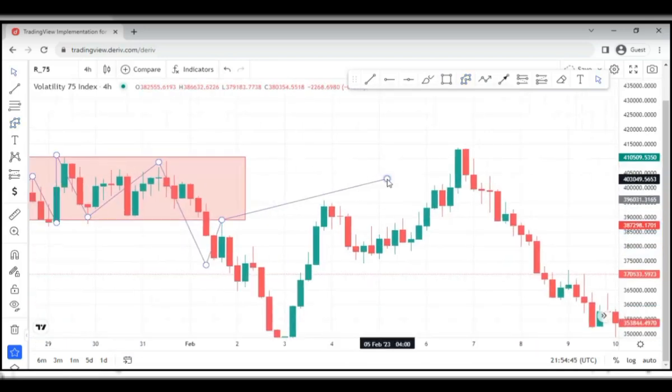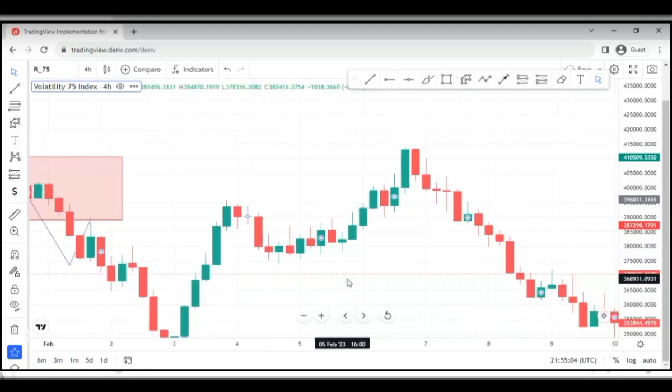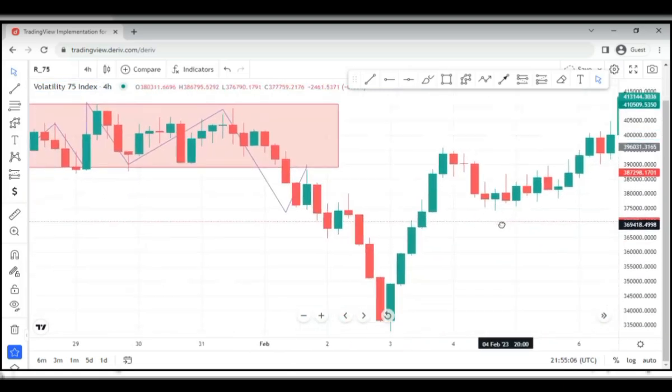I want to allow this candlestick to close before I can confirm anything. Don't say, "Oh, it was red, okay, I'm seeing rejection." No, allow it to close. So when it closes, we can see the next candlestick that comes. We all know that market structure is market structure. Since it's a bearish movement, we have to be looking for lower low, lower high, right?